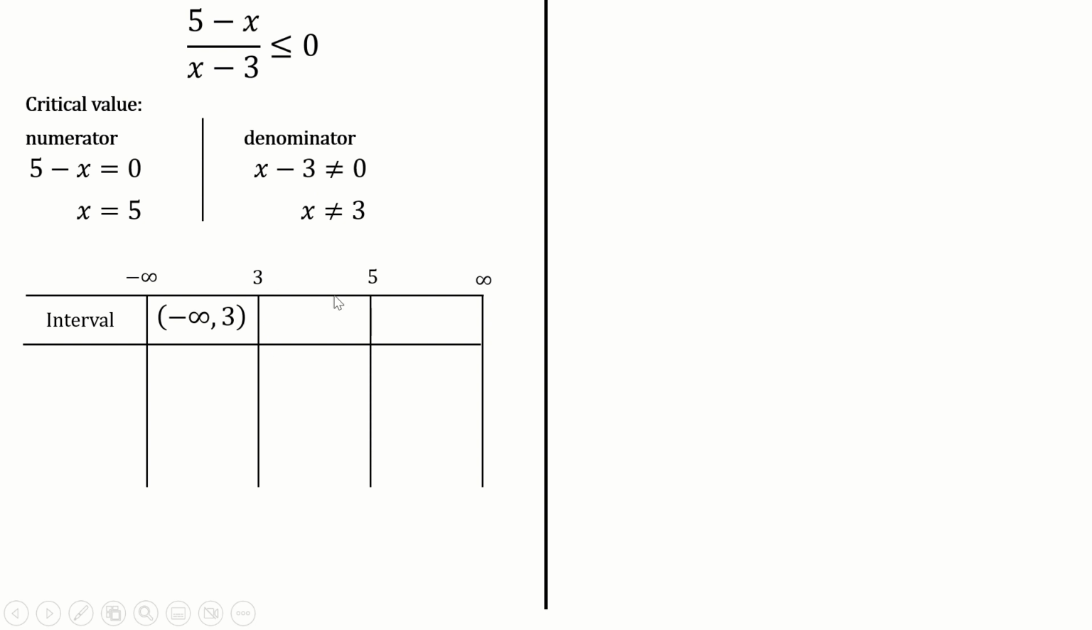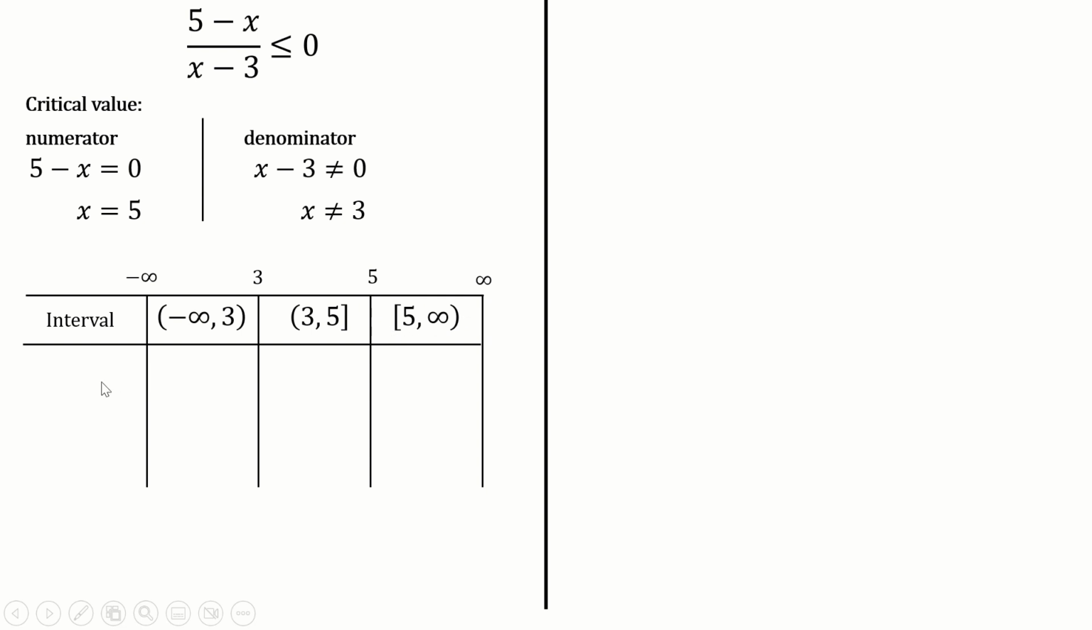Okay, in between 3 and 5, we have (3, 5]. So 3 is not included, but 5 is. We use a square bracket because we have the equal sign in the inequality, so we must include 5 in our interval. And then the next interval is from 5 to infinity, so 5 is included, to infinity.